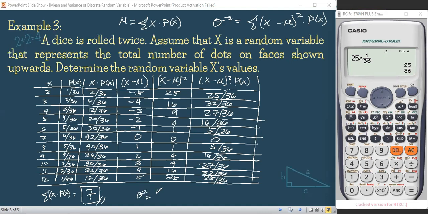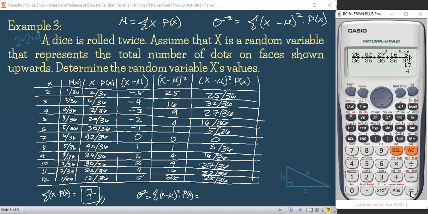So the variance po squared is equal to the summation of x minus the mu squared times the p of x, which is equal to, using our calculators, 25 over 36 plus 32 over 36 plus 27 over 36 plus 16 over 36 plus 5 over 36 plus 0 plus 5 over 36 again plus 16 over 36 plus 27 over 36.